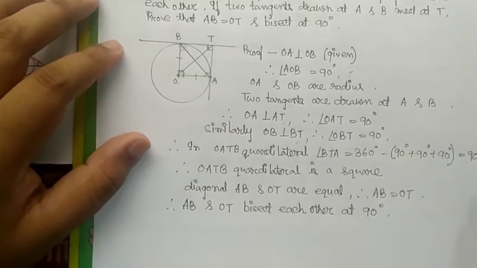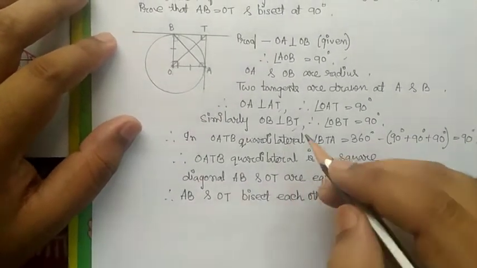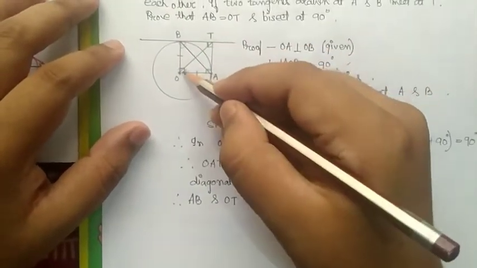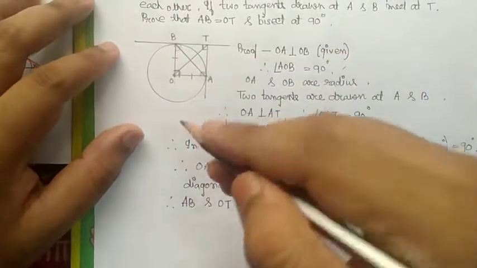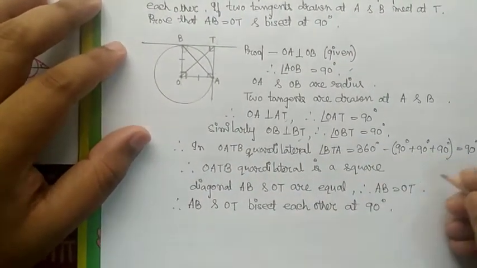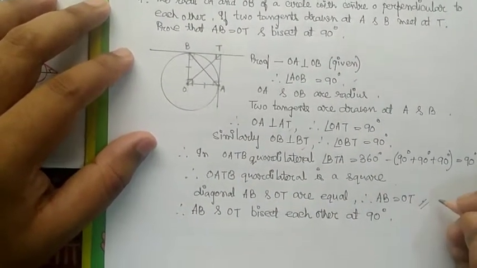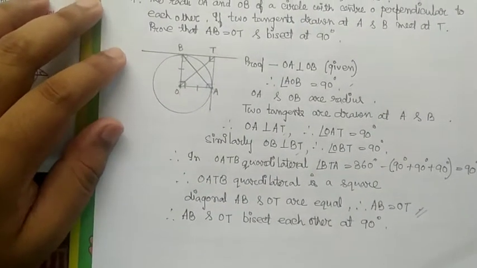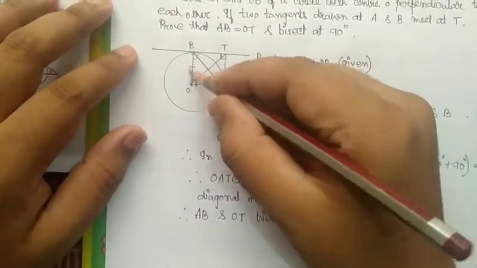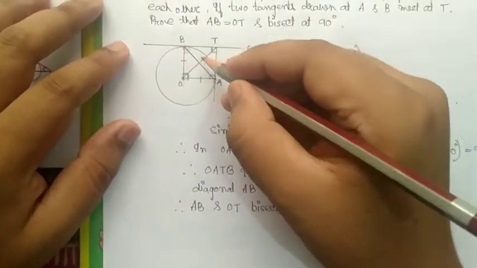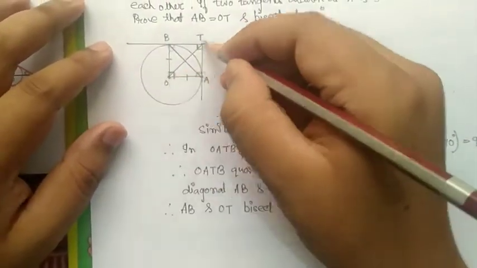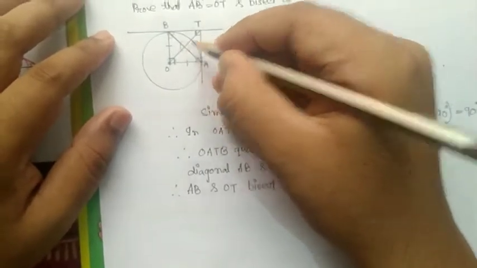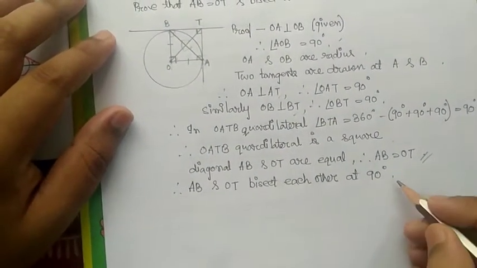We know from class 9, if a square exists, all the sides are equal and both these diagonals are equal. So therefore diagonals AB and OT are equal. AB equal to OT. We proved that. And from the theorem in class 9, we also know that if a square exists, the diagonals are equal in length and both bisect each other at 90 degree. So therefore AB and OT bisect each other at 90 degree. Proved.